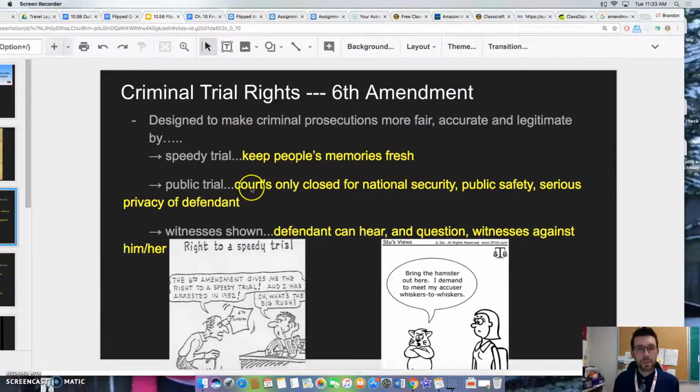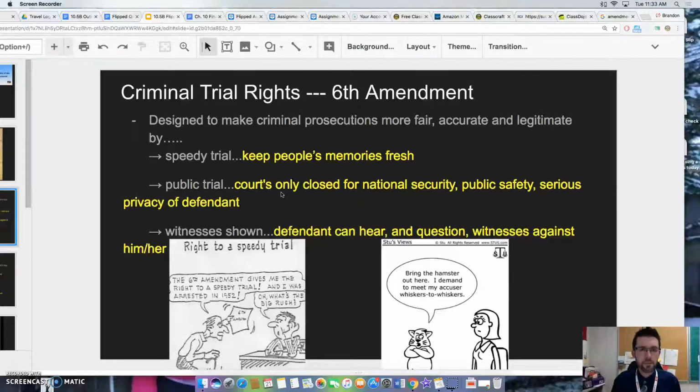Next, trials need to be public. That way the government and people can't do something sneaky and diabolical and no one knows about it. So the courts can only be closed if there's national security issues about what people are saying, if the safety of the public could be at risk, and finally, if there are some serious concerns about the privacy of the defendant.